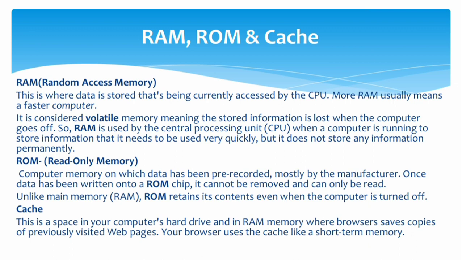Then we have the third part, cache. This is a part of RAM that stores short-term memory of the stuff you frequently use with your computer. What you frequently use is stored in the cache, like web pages that you visit. Frequently they are stored there. Passwords are in the cache.